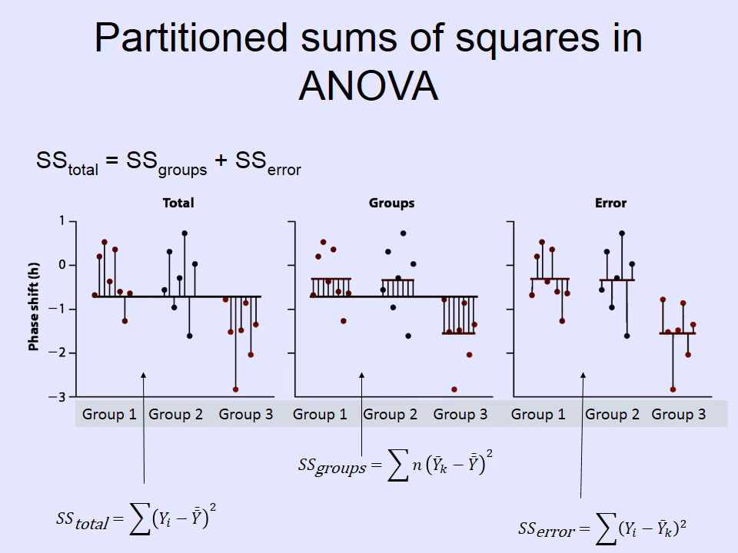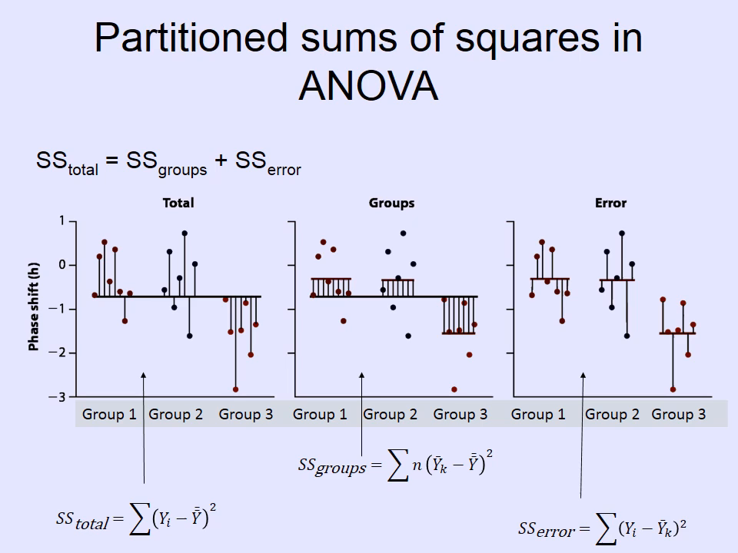And the fact that sum of squares total is additive. So sum of squares total equals sum of squares groups plus sum of squares error. Okay, so it's additive. In the first part we're looking at every data point and its difference from the grand mean. Notice the Y in that sum of squares total calculation, double bar. Double bar is the grand mean.